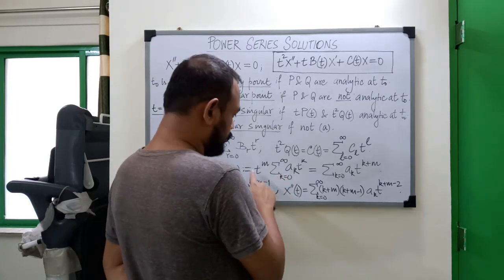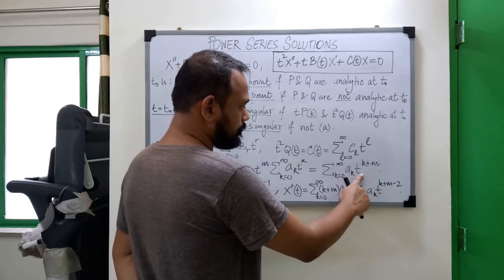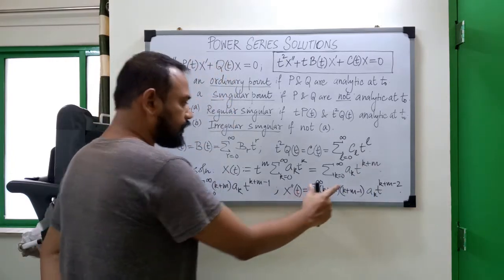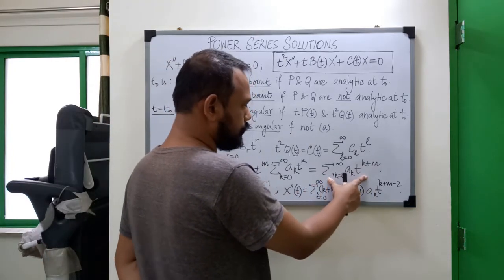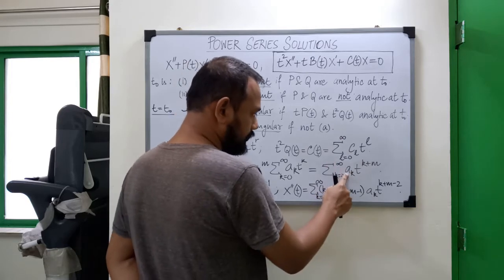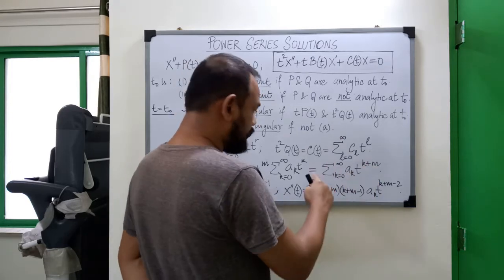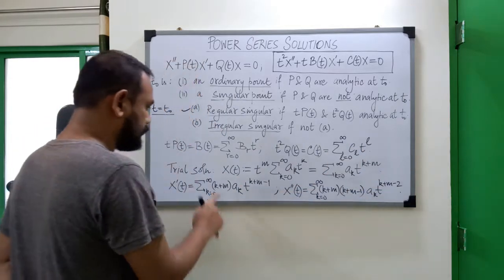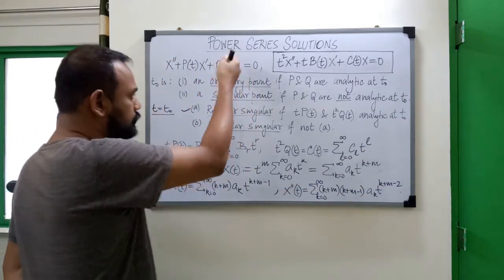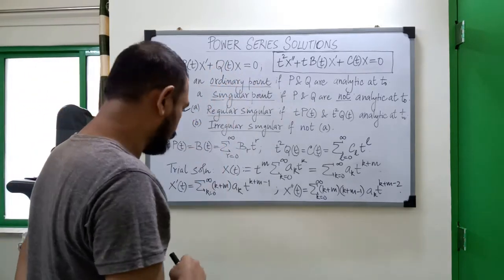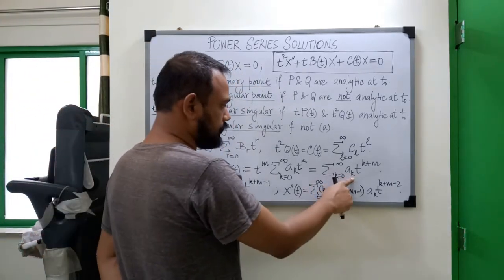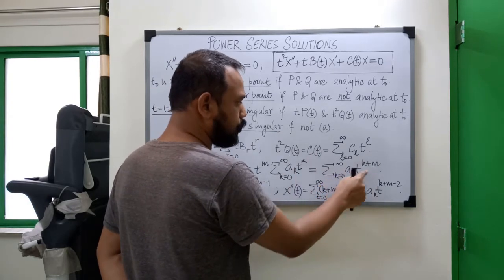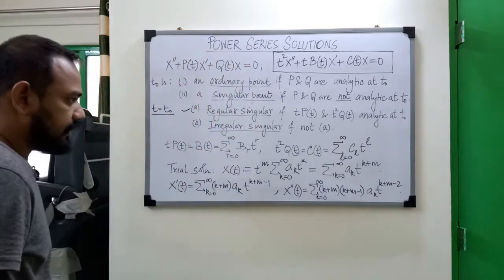Of course you can bring this in, and the powers of t will become k plus m. This will then be the trial solution from which you can find all the values of a_k and m, and then you would have the solution, the homogeneous solution, because it's a homogeneous differential equation. So the objective, of course, is to find these quantities, the a_k and m.